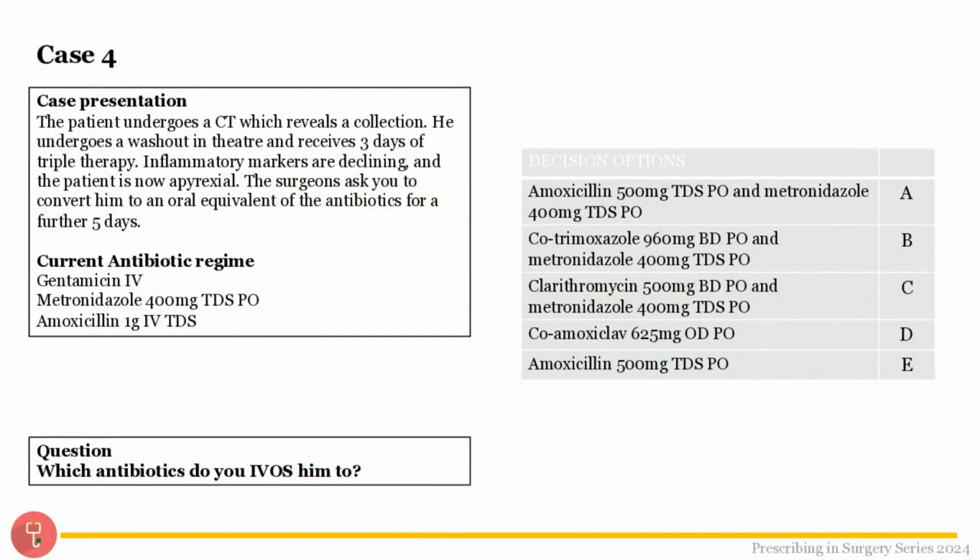Okay, so moving on to case 4. So our same patient with likely intra-abdominal sepsis undergoes a CT, which reveals a collection. He undergoes a washout in theatre and has 3 days of triple therapy. His inflammatory markers are declining and the patient's now apyrexial, so he's improving a bit. The surgeon asks you to convert him to an oral equivalent of the antibiotics for the further 5 days. Which antibiotics do you want to IVOS him to? And for those of you who haven't seen the term IVOS, it's just the IV to oral switch.